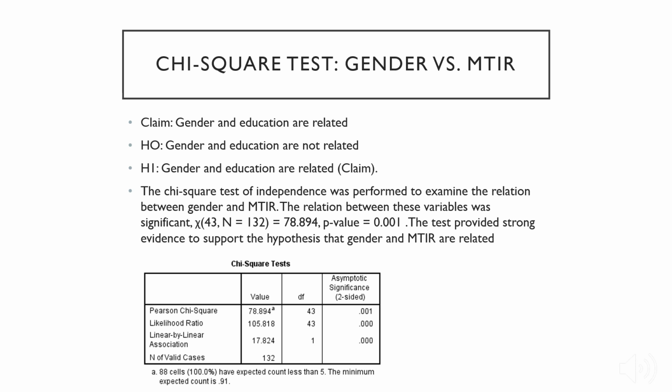We've made a chi-square test for gender versus MCIR. We have hypothesis 0, gender and education are not related. Hypothesis 1, gender and education are related. The chi-square test of independence was performed to examine the relation between gender and MCIR. The relation between these variables was significant, p-value equals 0.001. The test provided strong evidence to support the hypothesis that gender and MCIR are related.